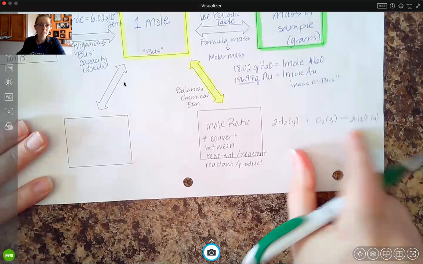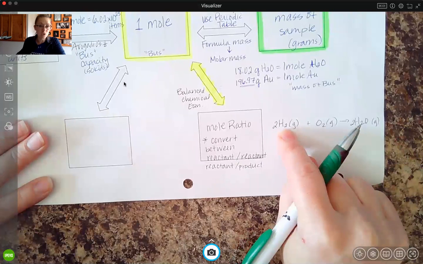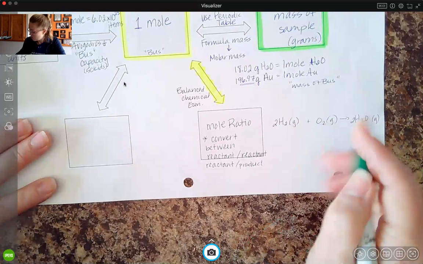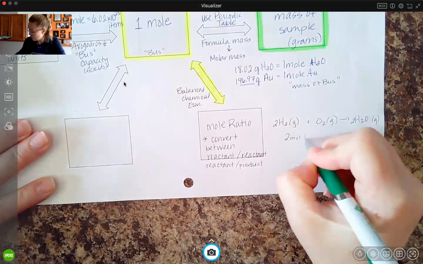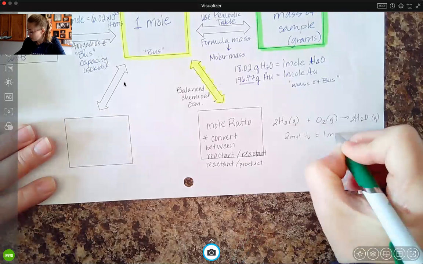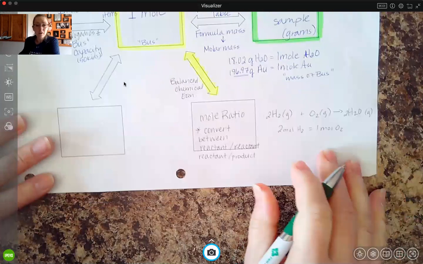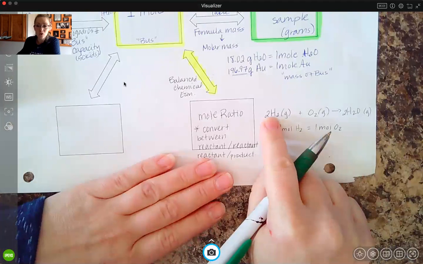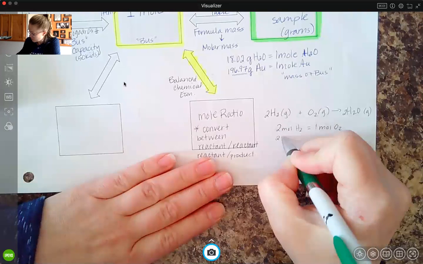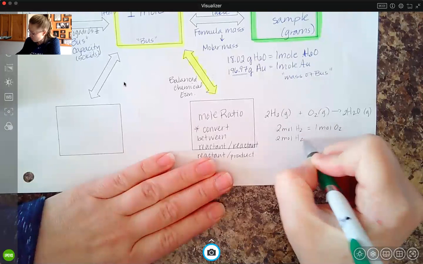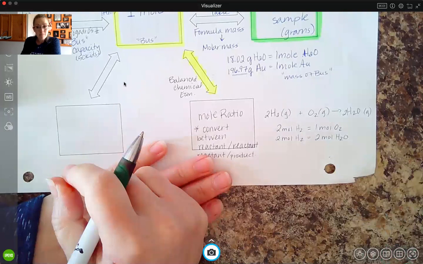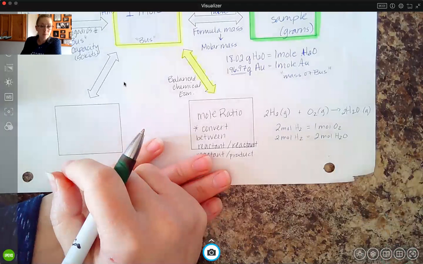One example is I can say 2 moles of H2 will consume 1 mole of oxygen. So 2 moles of H2 are needed or will consume 1 mole of O2. Another mole ratio I could write, I could say 2 moles of H2 will form 2 moles of water. And there's one more relationship that I can describe.